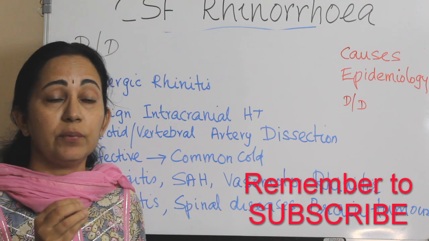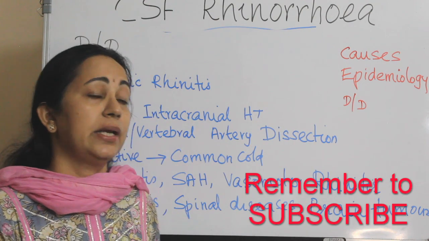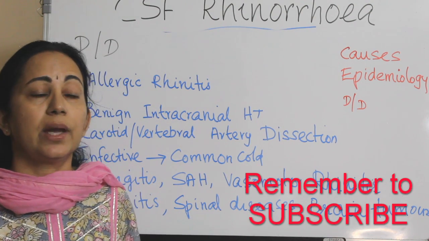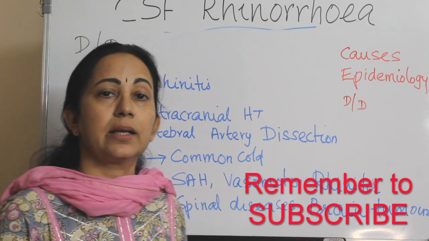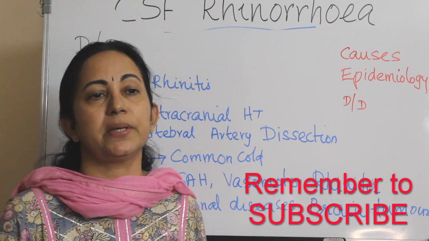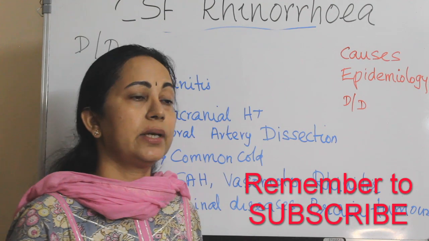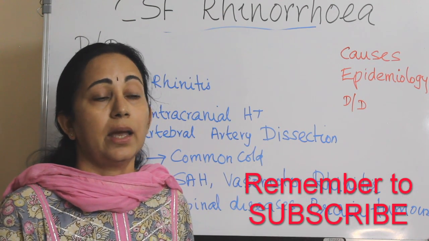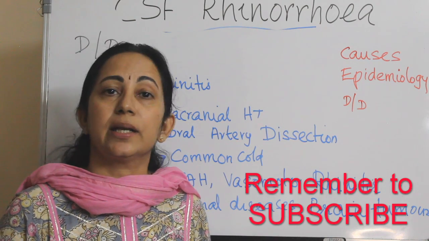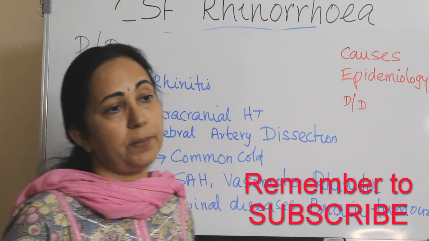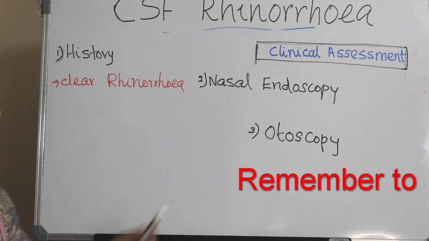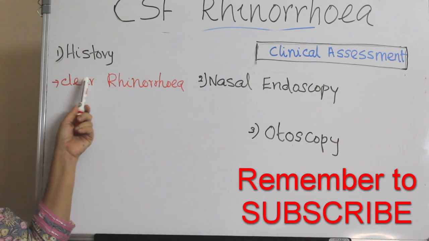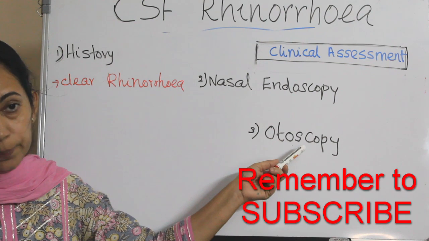So we want to approach the CSF leak in a very systematic way for getting a correct diagnosis. So we have to elicit a proper history, then correct clinical examination of the patient, and also laboratory investigation of the CSF fluid, and imaging, and also intrathecal dyes and markers. So we can see one by one. So the first one is a clinical assessment, and this clinical assessment include history taking, nasal endoscopy and otoscopy.